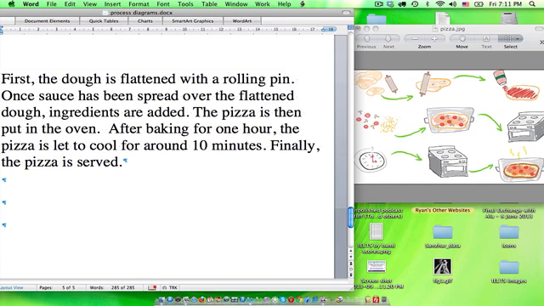Now let's read this. First, the dough is flattened with a rolling pin. Once the sauce has been spread over the flattened dough, ingredients are added. The pizza is then put in the oven. After baking for 1 hour, the pizza is let to cool for around 10 minutes. Finally, the pizza is served.